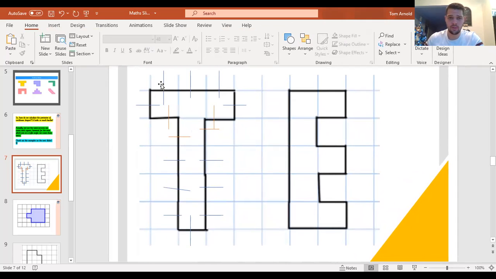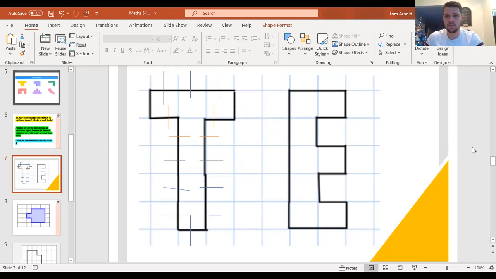Now we have 1, 2, 3, 4, 5, 6, 7, 8, 9, 10, 11, 12, 13, 14, 15, 16. So our lines tell us our perimeter. I have 16 different lines. So the perimeter of my rectilinear shape that looks like a T is 16 centimeters.